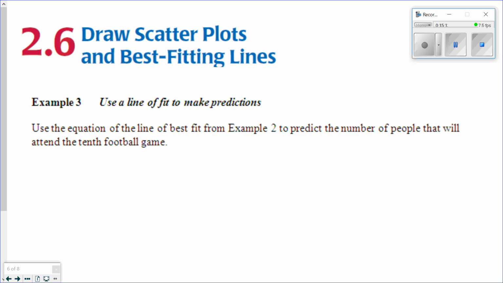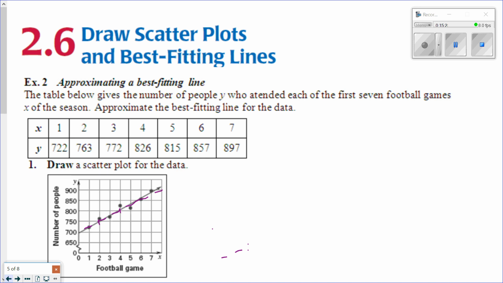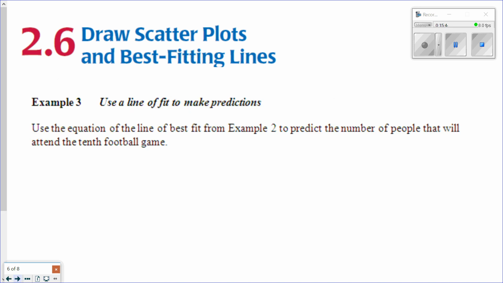Once I get a best fit line, really the purpose of having a line like this is to make predictions for the future. So I don't have data points for future games. The last one I have is game 7. So I know how many people attended the 7th football game, but I don't know how many people attended the 8th game or the 9th game or the 10th game. So that's really why I would like to use a best fit line or this linear regression model, so that in the future I can estimate how many people are going to come to the game.